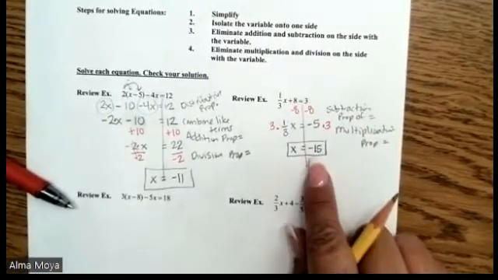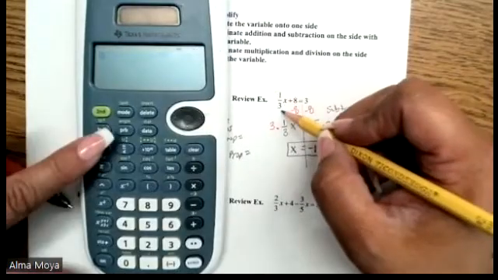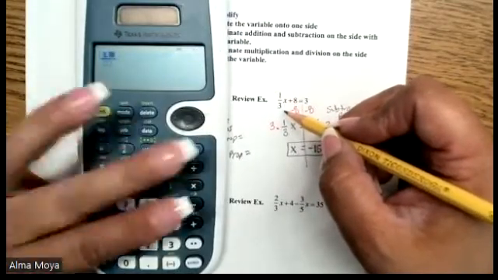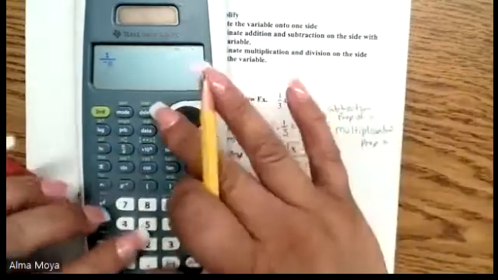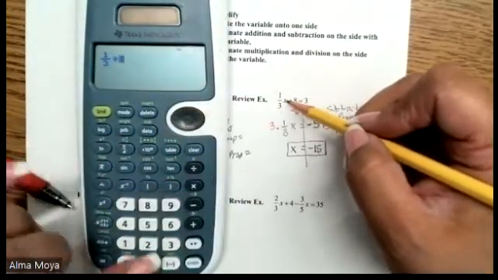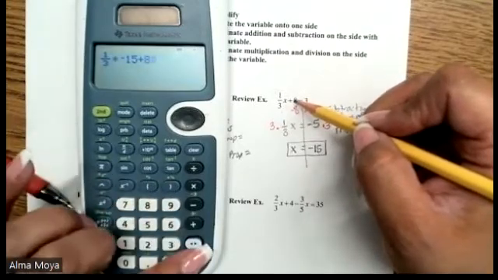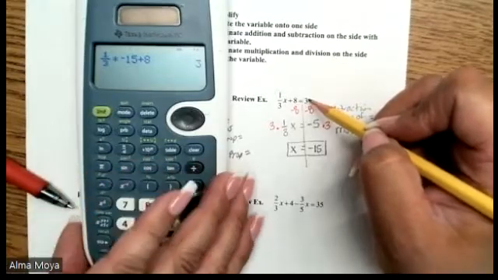You can go back and check your answer on this calculator. I can type in 1/3. I have the fraction key. 1 is the numerator, 3 is the denominator, times the x I found, which was a negative 15, and then plus 8. And I get a 3.